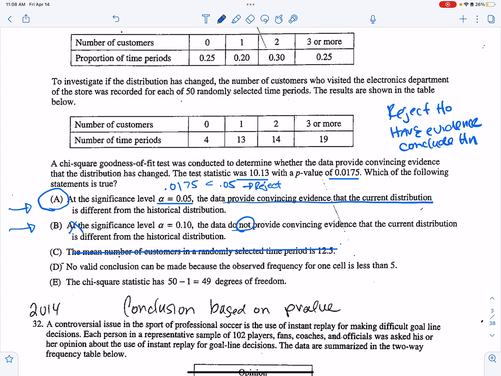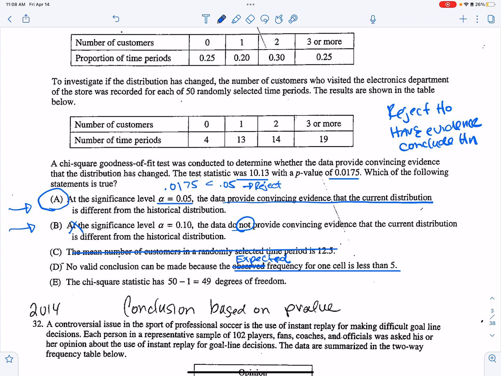And then this is saying no valid conclusion can be made because the observed frequency for one cell is less than 5. That is not observed frequency. That would be expected. So that could be 1 if it was the right one, but that's expected, not observed.